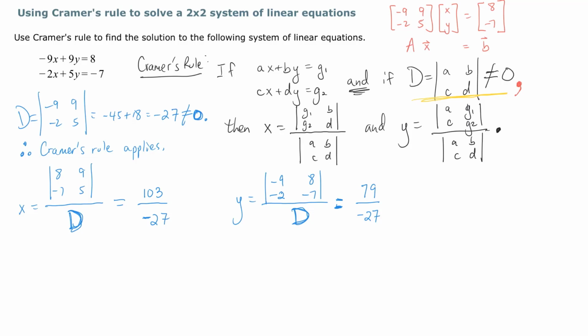Now, 103 is not divisible by 3 or divisible by 9. I don't think it's divisible by 27 either. No, it's not divisible by 27. So this is actually done. These are actually reduced fractions. 79 is a prime number, and then negative 27 doesn't matter. So we know that this is a reduced fraction already. So we can find our answer to our system of equations. Just like that, you're done.